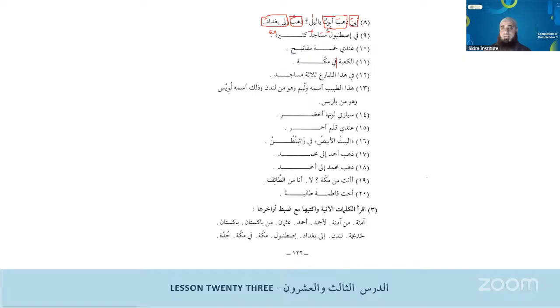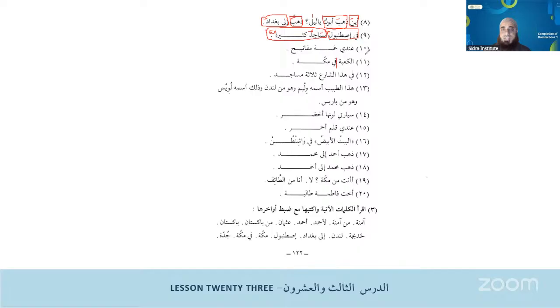Tarkeeb wise, في Istanbul is jar majrur becomes khabar muqaddam. In Istanbul, and then masajidu is man'ut and kathiratun is the na'at. Masajidu kathiratun will become mubtada muakhar. And then we're going to string this sentence together. في Istanbul خبر مقدم and مساجد كثيرة مبتدا مؤخر will become جملة اسمية خبرية.